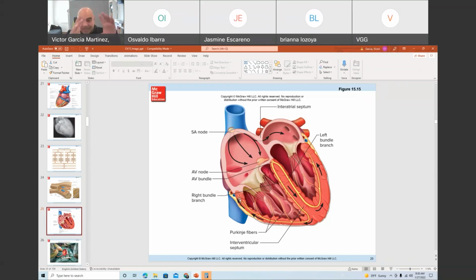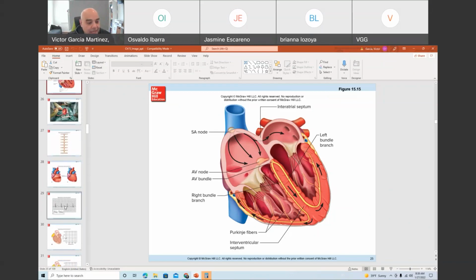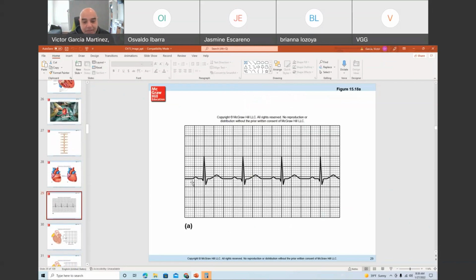Guys, the representation for this action potential is going to be the ECG or electrocardiogram. And if you remember, we're going to look here for the shape of the waves. The first wave is going to be the P wave. Actually, let me show you guys. I'm going to stop here and try to edit this with you.